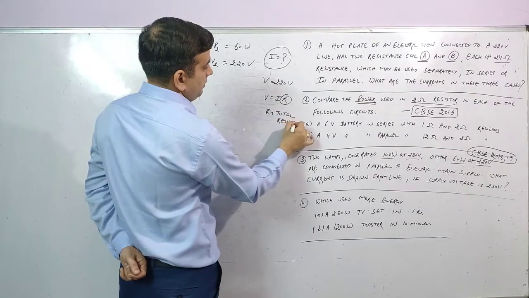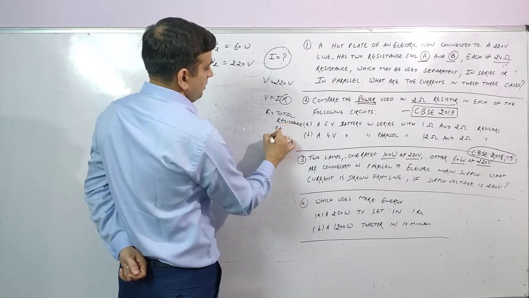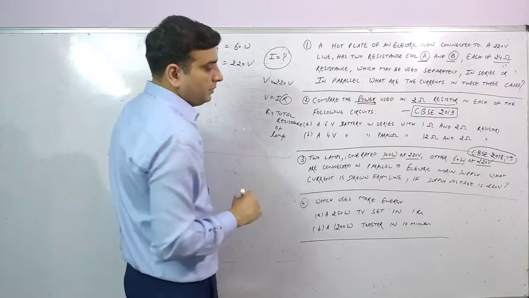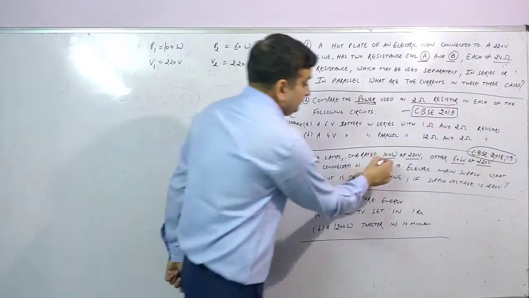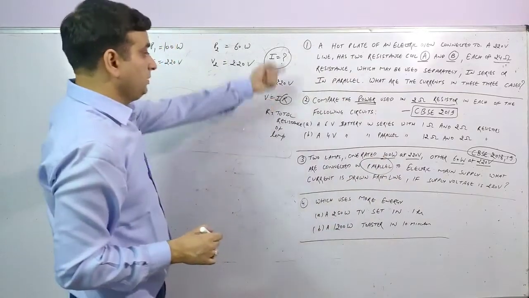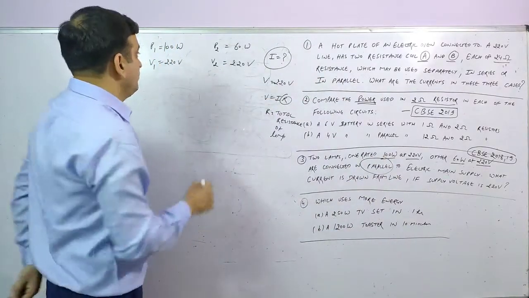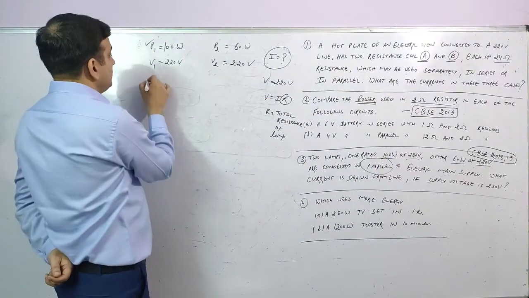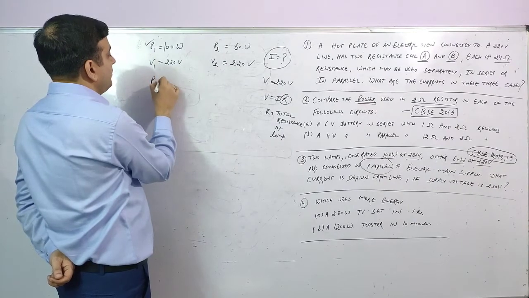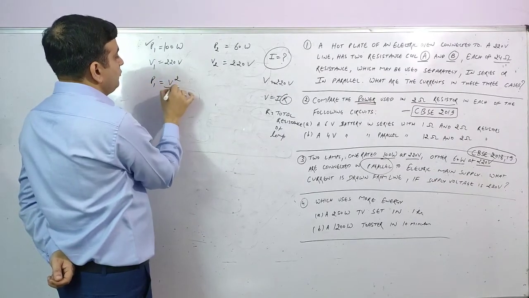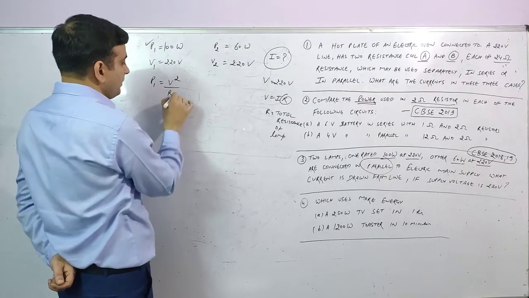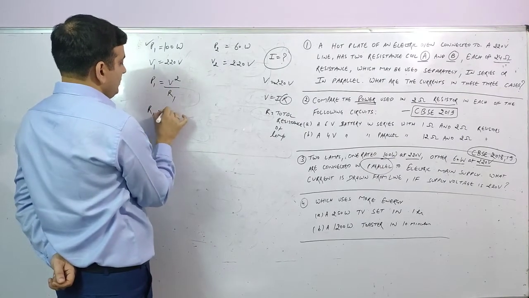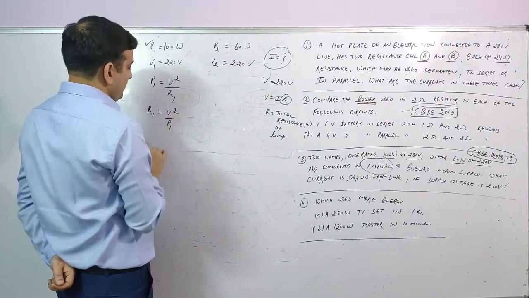total resistance of the lamps connected in parallel. But we don't have the value of R. What is given? Power is given. So by using the formula of power, P1 is equal to V square by R1. So R1 is equal to V square by P1.